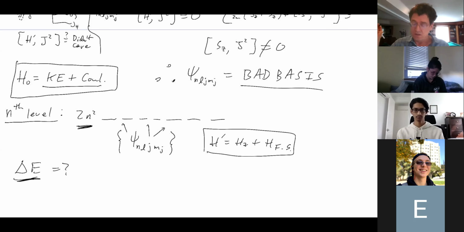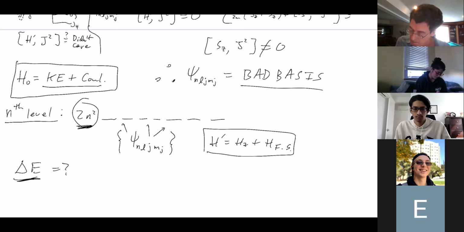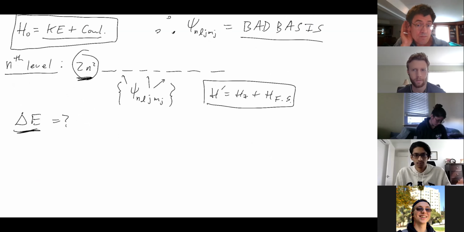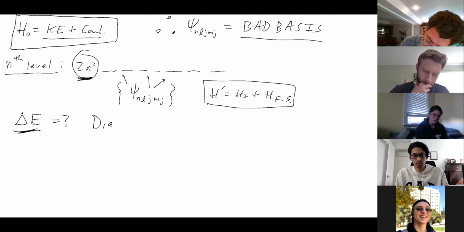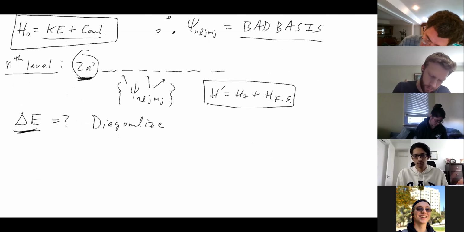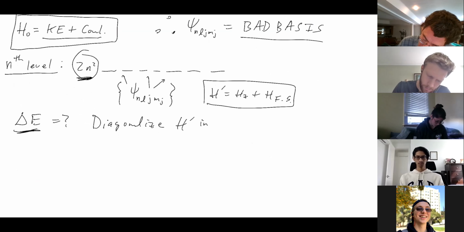Okay, so we have all these degenerate states, and there's 2n squared of them, and we have this perturbation. What do we do? Somebody tell me. We did it before once. Well, diagonalize in the degenerate subspace? That's exactly right. We have to diagonalize H prime in the degenerate subspace. And that's a big pain in the ass.